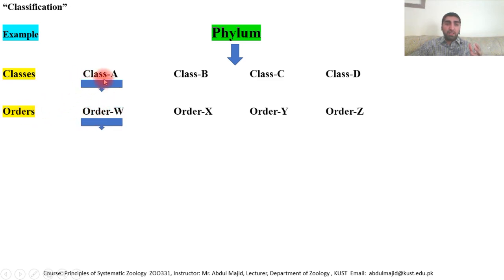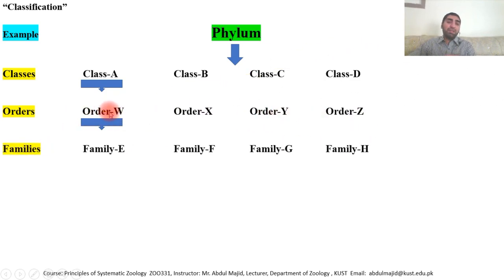For example, class A is divided into, so now forget about classes B, C and D, we are talking about class A. So phylum XYZ was divided into classes A, B, C, D. Then forget about these three classes and just talk about class A. Class A will be divided into orders W, X, Y, Z. And then forget about X, Y, and Z, just talk about order W.